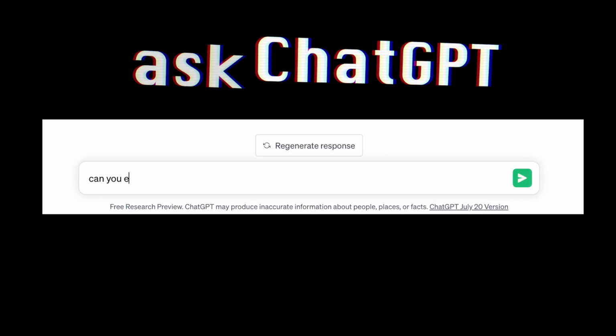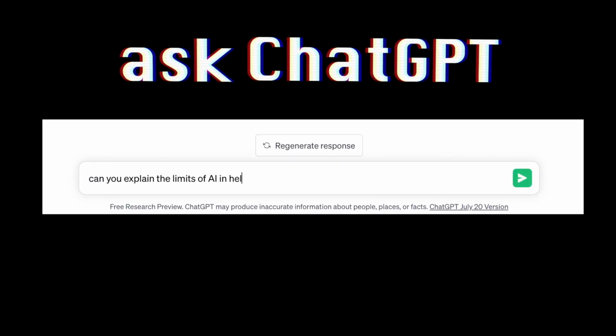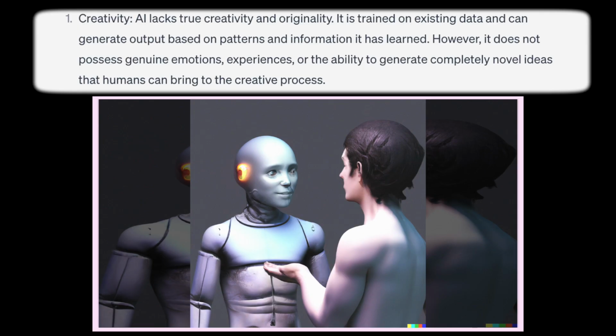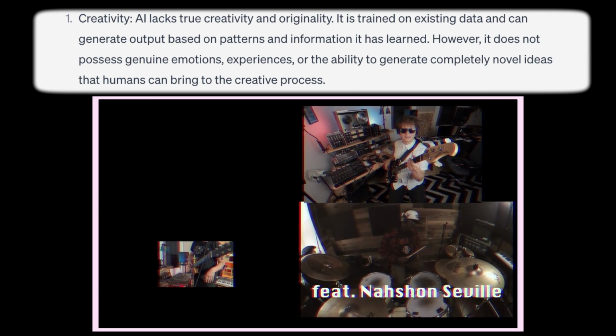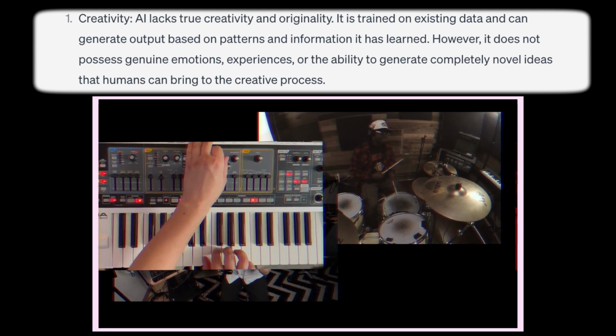There you have it, ChatGPT as a writing partner. I asked ChatGPT, can you explain the limits of AI in helping write a song? AI lacks true creativity and originality. It is trained on existing data and can generate output based on patterns and information it has learned. However, it does not possess genuine emotions or the ability to generate completely novel ideas that humans can bring to the creative process. This is very, very important.